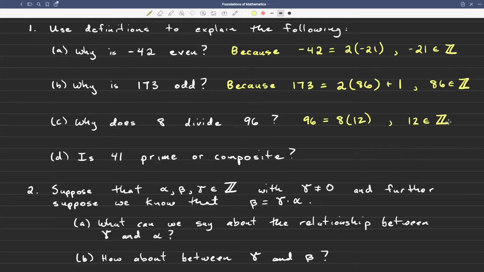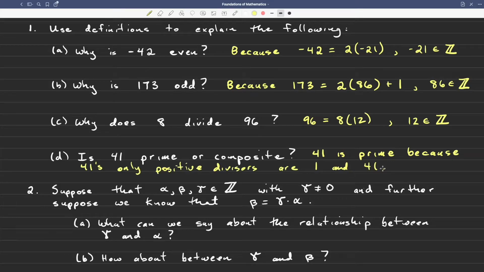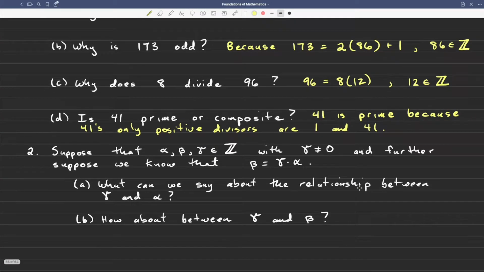Okay, is 41 prime or composite? 41 is in fact prime, and the reason is that 41's only divisors are 1 and 41. Now you can verify this by just checking each integer between 1 and 41 to make sure that none of them divide into 41. That's a really crude way of doing it. In fact, though, you don't ever have to check up to more than half of the number, because no number that's larger than half of a number can divide it. But that's pretty easily verifiable there.